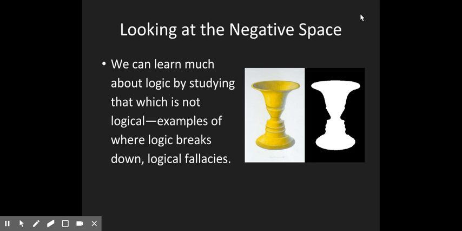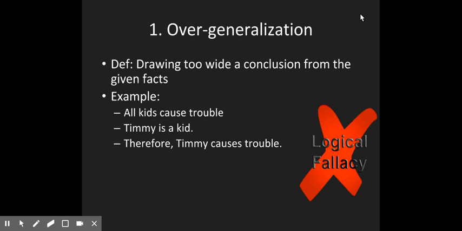So let's take a look at the first one. The first one is overgeneralization. This is when you draw too big of a conclusion without having a lot of facts. So for example, all kids are trouble. Timmy is a kid, therefore Timmy causes trouble. And poor Timmy might have never caused any trouble at all.